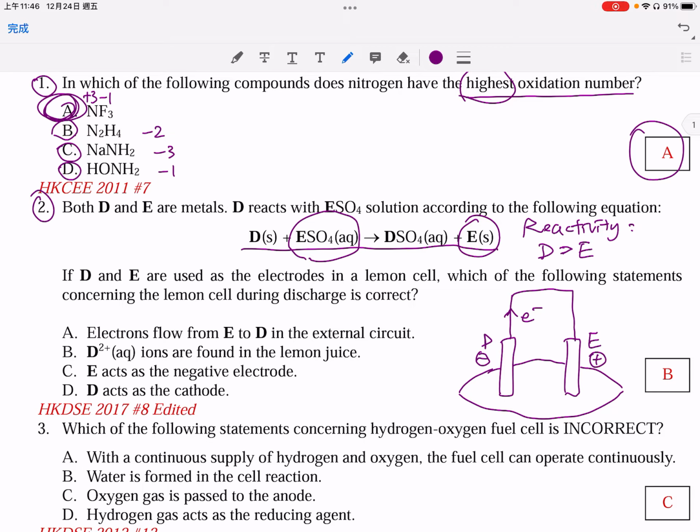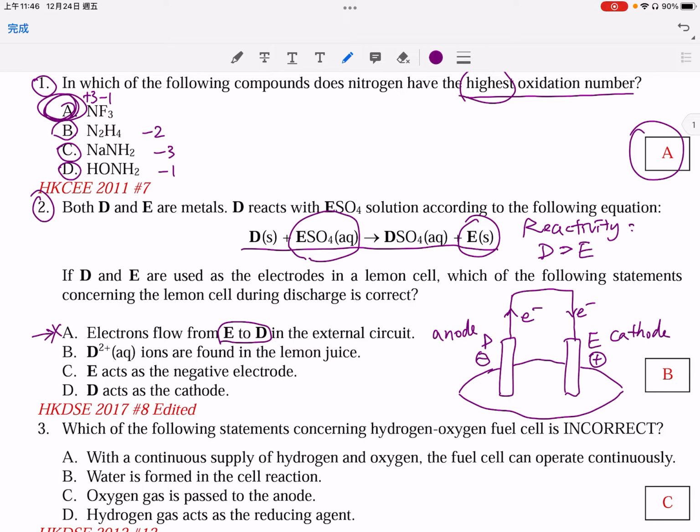And as electrons will get into electrode E, so reduction is going to take place over there. So E is the cathode, while D is the anode. So let's check the options one by one. Option A, electrons flow from E to D, of course incorrect. Option B, D2+ ions are found in lemon juice.